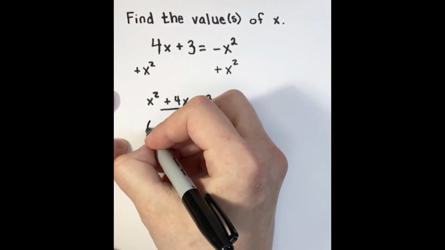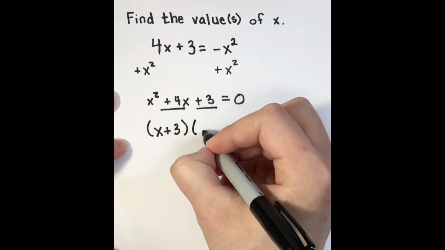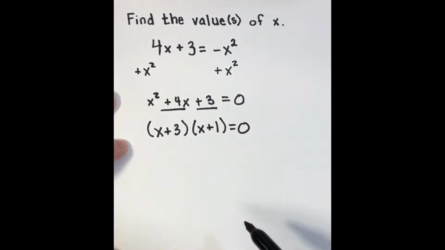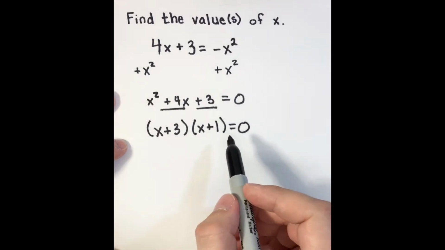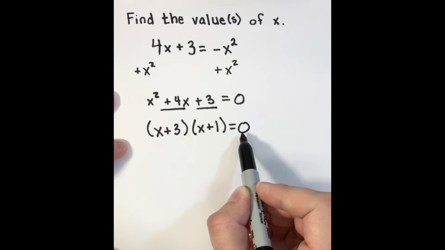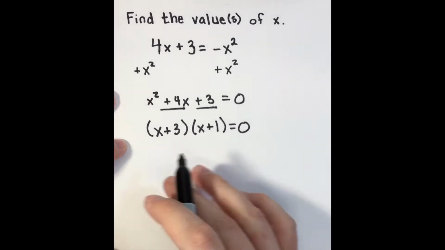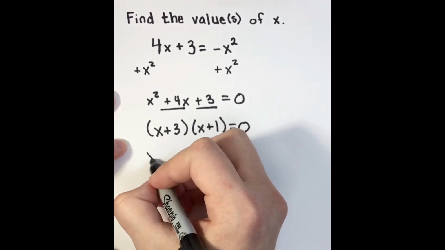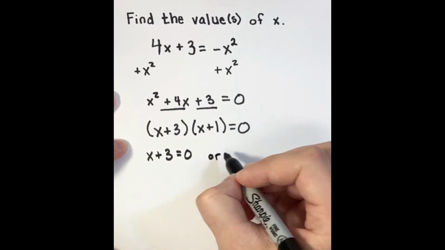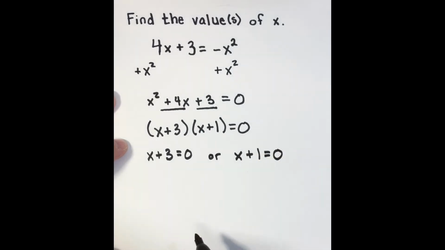So how I write it next, I just put (x plus 3)(x plus 1) equals 0. And now at this step, I'm thinking, okay, I have two overall numbers that are going to multiply together to give me 0. So either this has to be 0 or this has to be 0. So I'm going to set them both equal to 0 and solve. So x plus 3 equals 0, or x plus 1 equals 0.